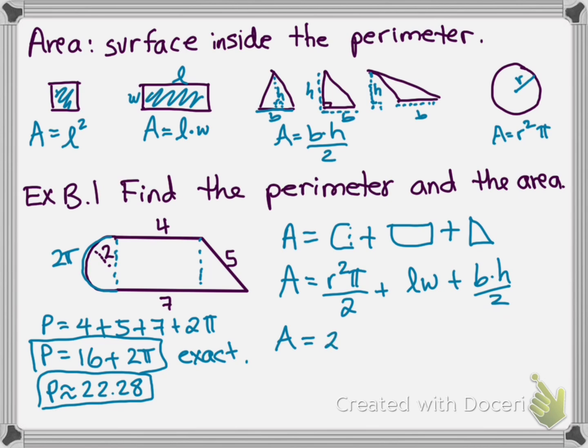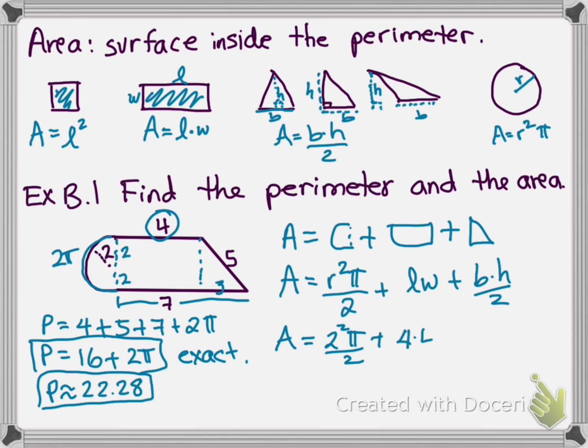So the radius is 2, so 2 squared pi over 2, plus the dimensions of the rectangle are going to be 4 by 4, because this is 2 and 2, so it's 4 by 4. Now remember, the 7 is all the way from here to here, so we actually have to subtract 7 minus 4 to find this one.